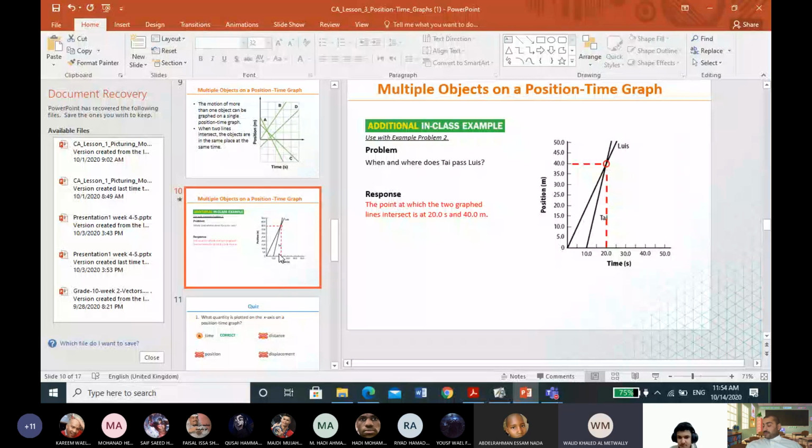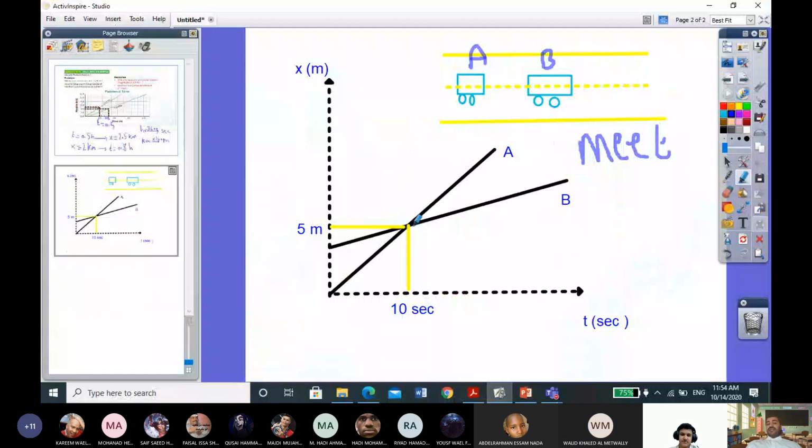Mister, but if the lines do not intersect, what do we call it? If they are not intersecting, they will not meet. If there is no intersection between the two cars, say one is going to the left and one is going to the right, shall they meet? No. So they will not meet. But if the position of the two cars is the same at any instant, we can say that they will meet.